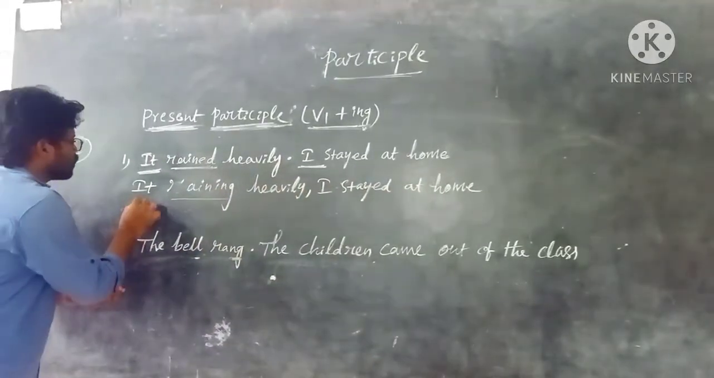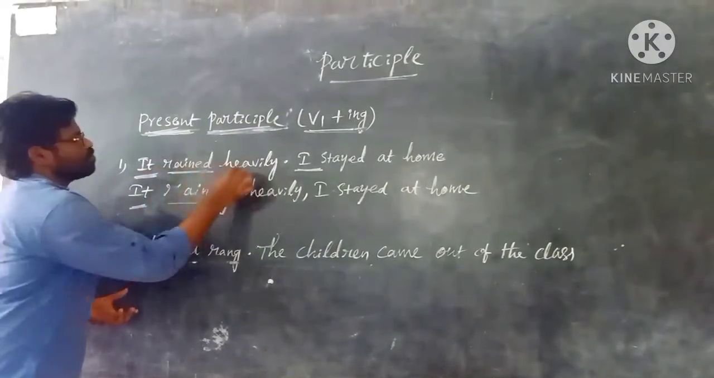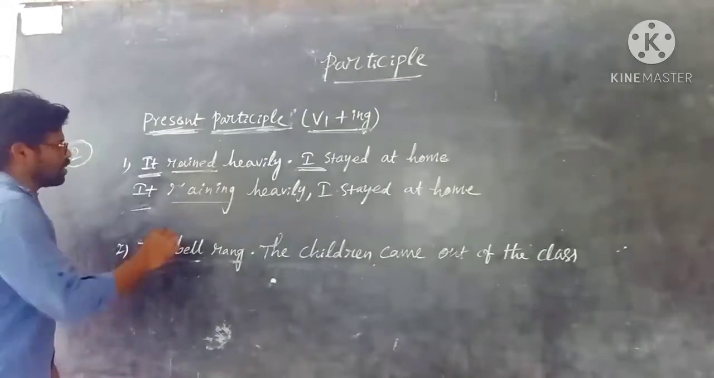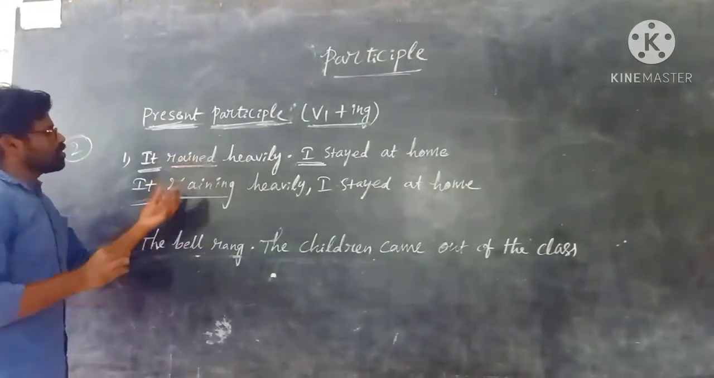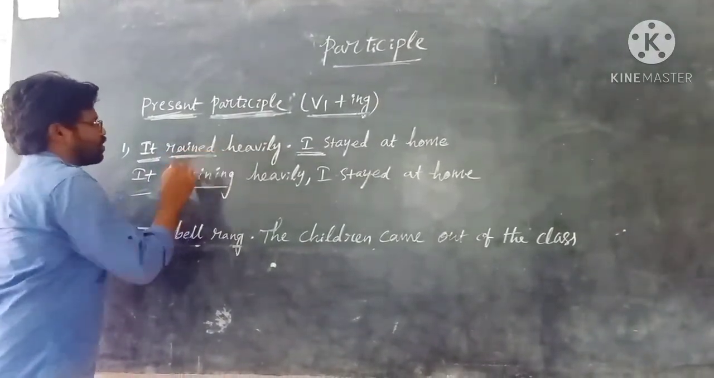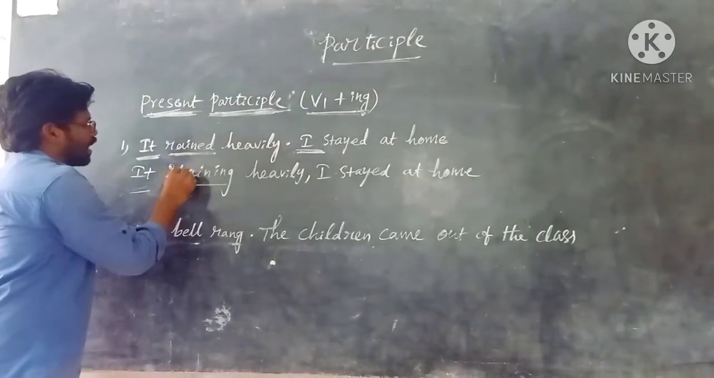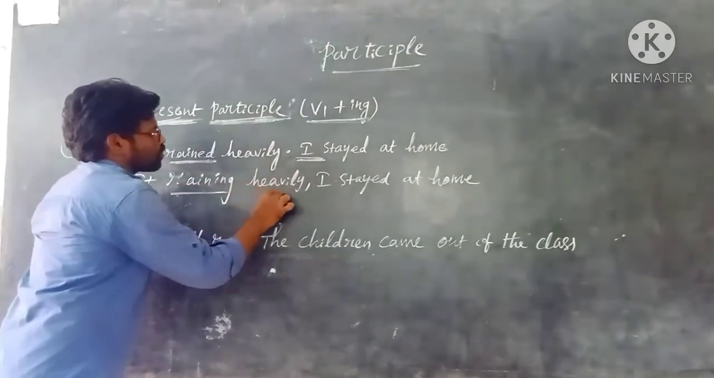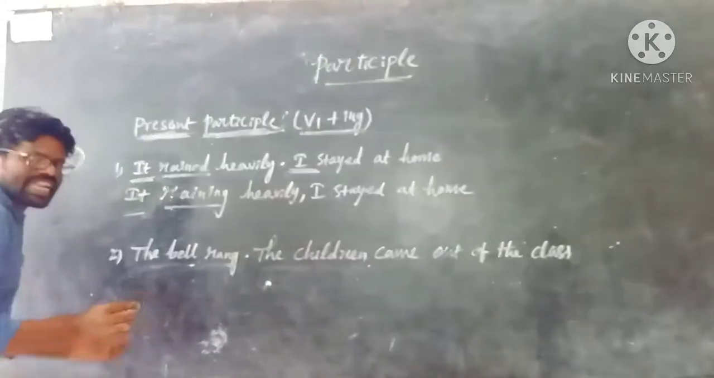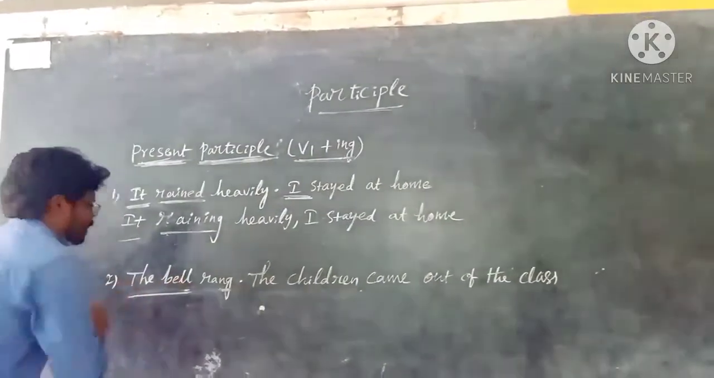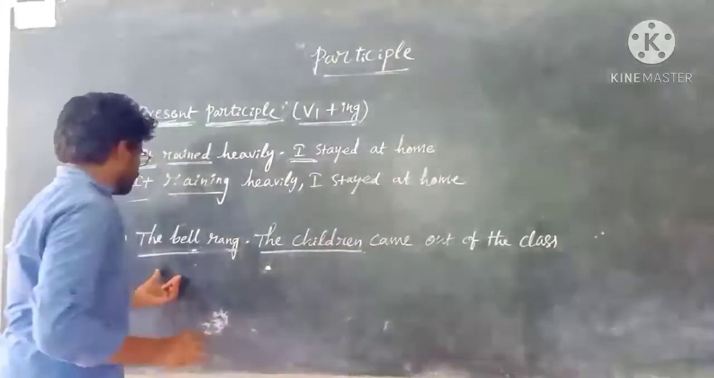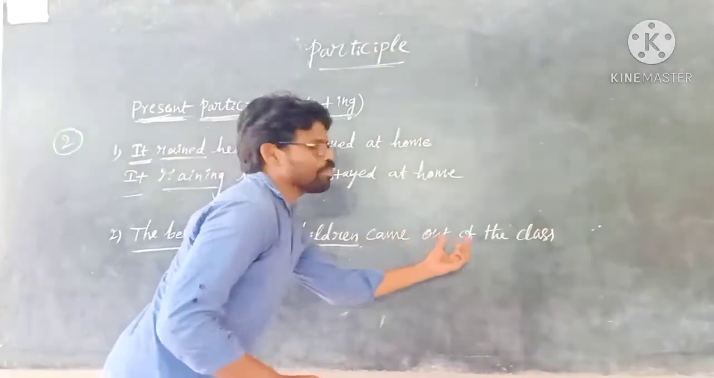Since the subjects are different, we have to start the sentence with the subject and write the present participle for the verb. Raining is the present participle; here we have to turn rain into raining. Next we have to write another sentence. Look at the second example. What is the subject of the first sentence here? The bell. The children. The bell rang, the children came out of the class.